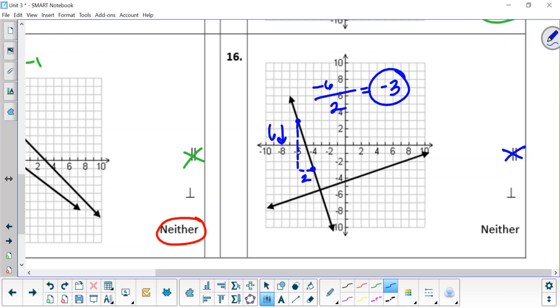Right, now let's check the second one. So here's one point, and here's another. So we went up 1, over 1, 2, 3. So that gives us a +1/3. They are opposite, negative, positive, and they are reciprocals. So that is perpendicular.